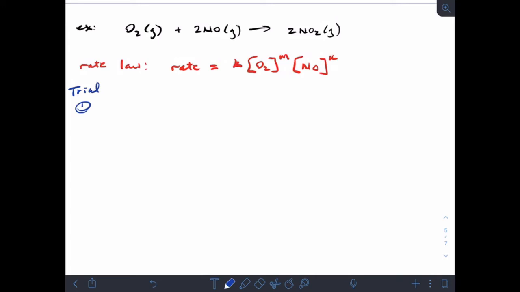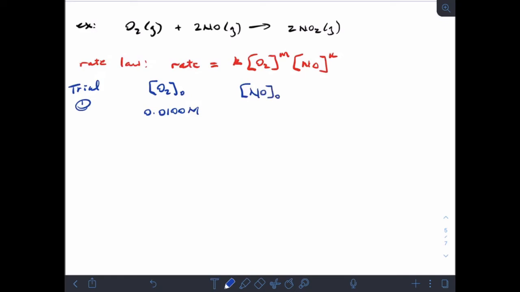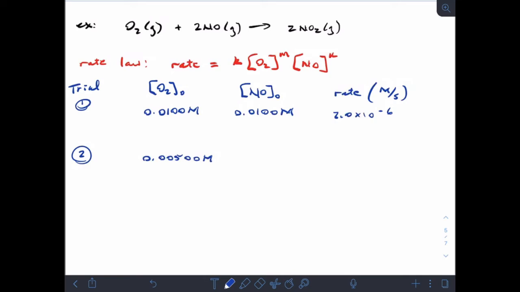Okay? So in trial 1, the initial concentration of O2 at time 0 is 0.01 molar. The concentration of NO at time 0 is also. And the rate that is determined for trial 1 in molarity per second is 2.0 times 10 to the minus 6. Okay. Then we run the thing again and we change the concentrations of our reactants. So in trial 2, our initial concentration for O2, we cut it in half. And we leave the concentration of NO the same. And the rate for that reaction is determined to be 1 times 10 to the minus 6.